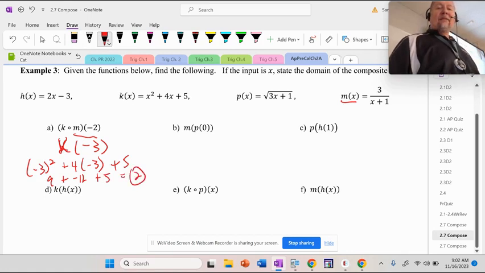And then P of 0. Ooh, okay. So that's 1. And then when I plug in 1, come on, that's pretty easy. 3 over 1 plus 1, 3 halves.